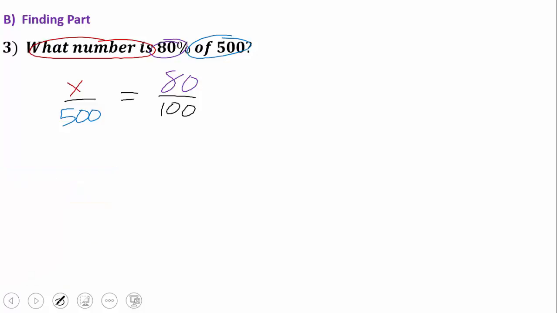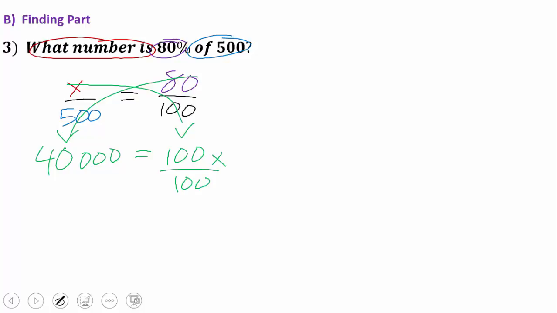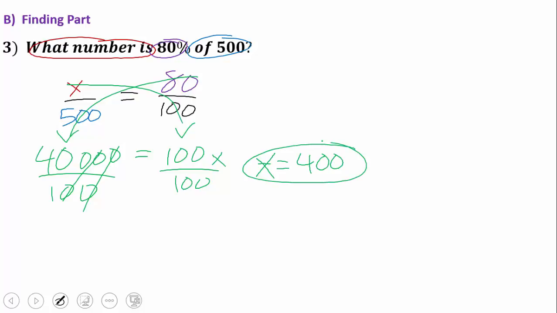Cross products, 80 times 500. Well, 8 times 4 is 40. With 3 zeros, we got 40,000. X times 100 is 100x. We know these are equal. Dividing by 100, well, the 2 zeros can simplify out so that x equals 400. So 400 is 80% of 500.